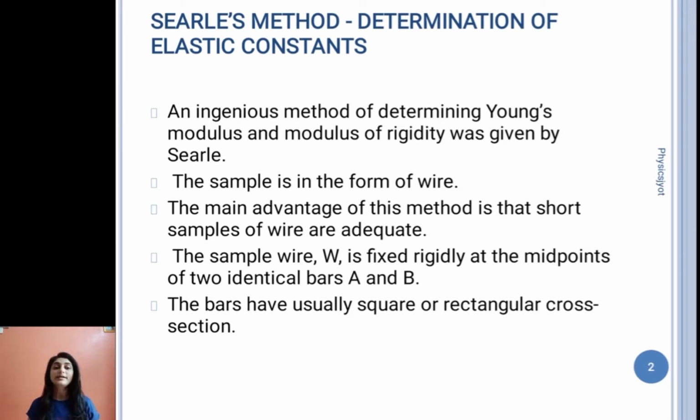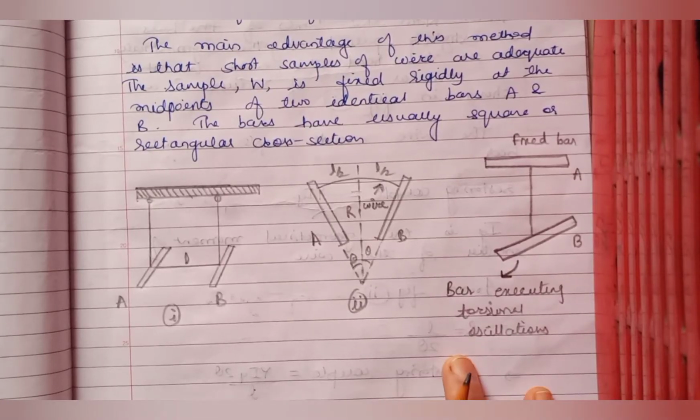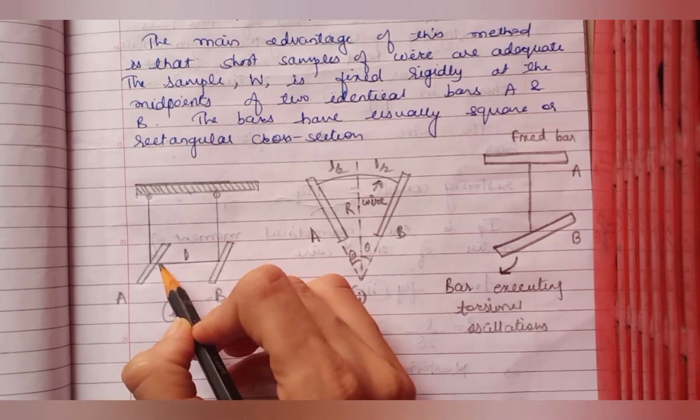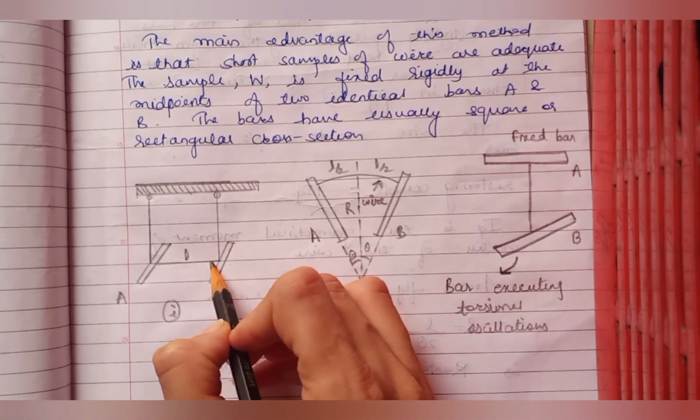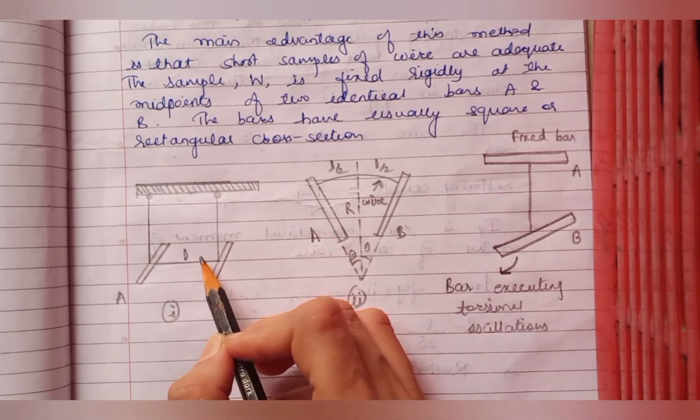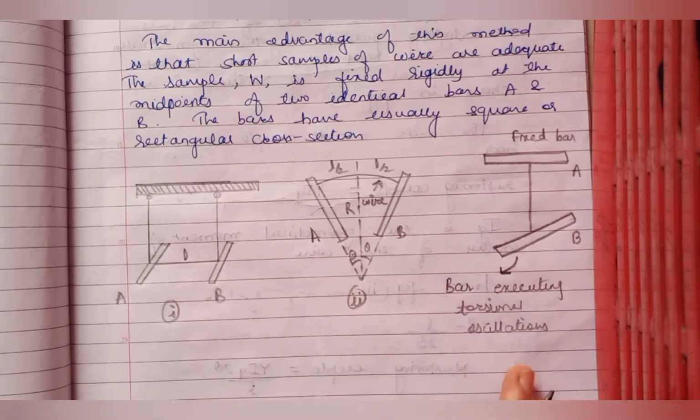The sample wire W is fixed rigidly at the midpoints of two identical bars A and B, and the bars usually have a square or rectangular cross section. So let us see how we can calculate Young's modulus and modulus of rigidity using this Searle's method. Here you can see there are two bars which are connected by a wire of length L, and they are rigidly fixed over here. These bars may have a square or rectangular cross section.